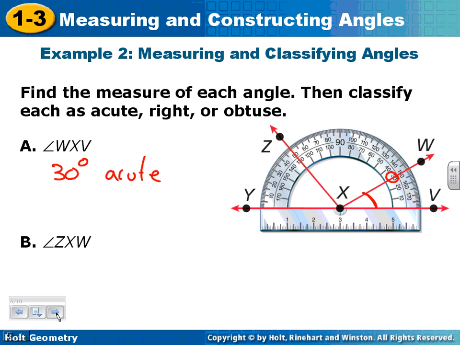ZXW would be this angle right here. Well, if you read this right here, that number is 130, but we have to subtract this 30 over here. So the angle here is 100 because this angle in here is 30. So the angle is 100 degrees, and that makes it obtuse. So we had to do some subtracting there to get it done.